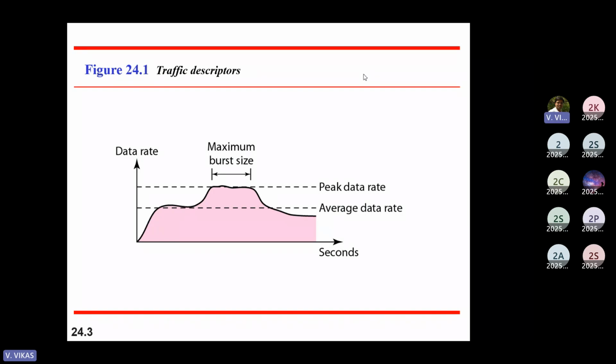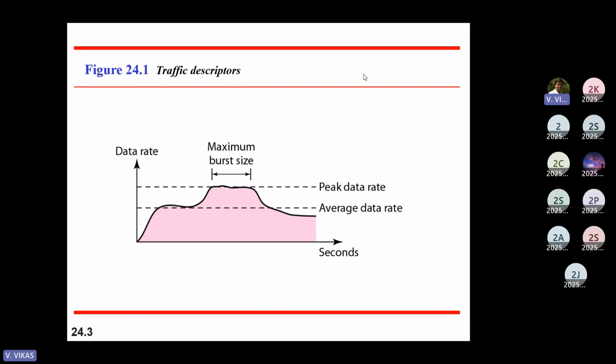People also talk, with respect to bikes and all, about what is the average mileage it gives, right? Similarly, average data rate we are considering tries to give an average of what is the requirement we are going to have.